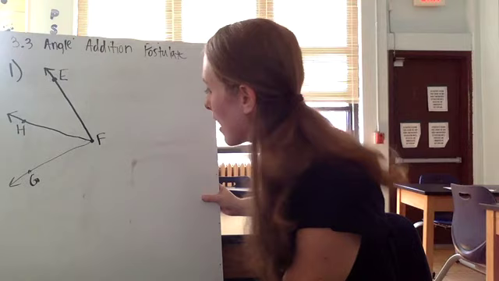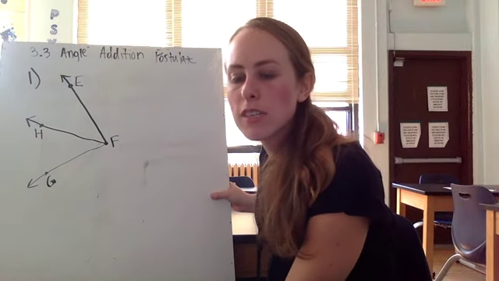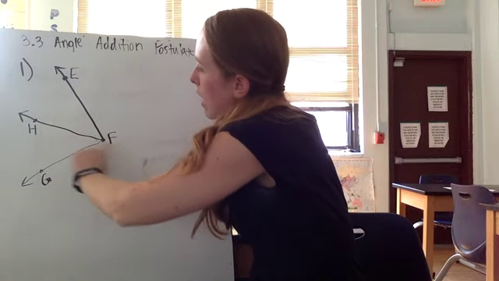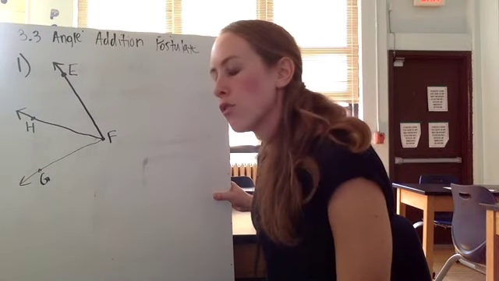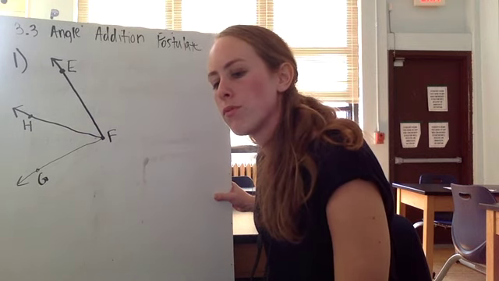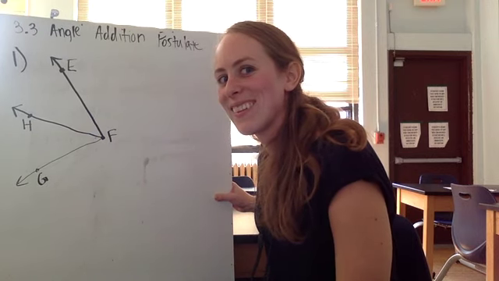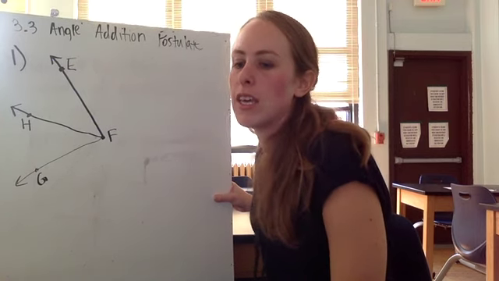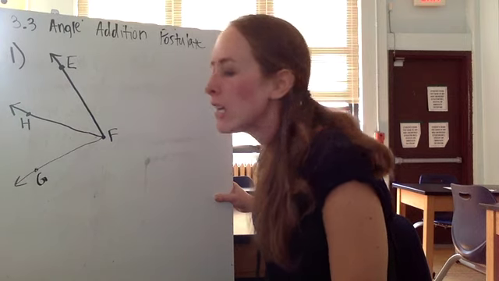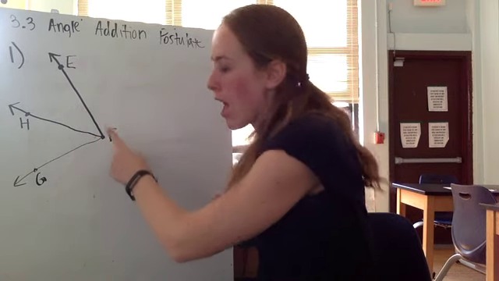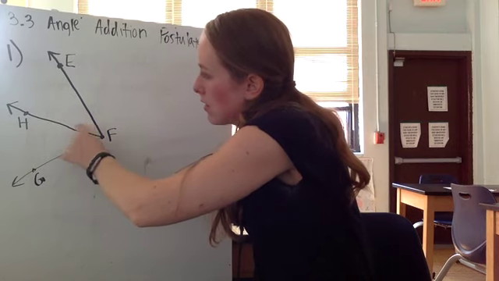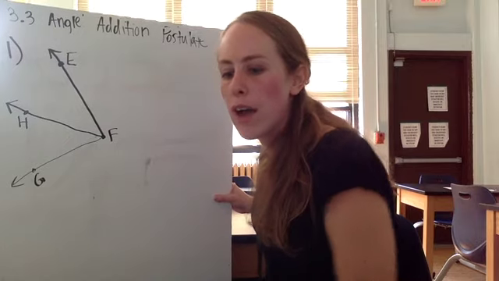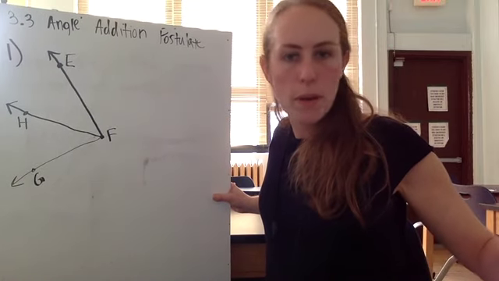All right, let's look at number 1 together. What I'd like you to do is draw this picture down. You have angle EFG and ray FH. So go ahead, I'll give you a minute to write this down. And I'd like you to label it based on the information they give you. They say measure of angle EFH. That's this top angle right here, EFH. This angle right here is 35 degrees. So let's go ahead and add that into our picture.